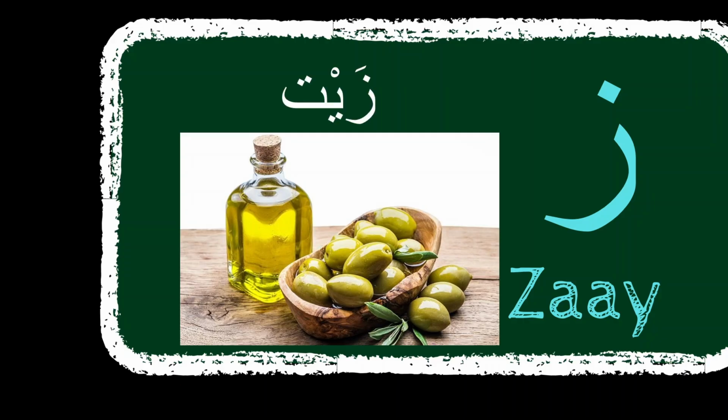Now we have some words with the letter Z. So we have زيت, زيت, which means oil. And the next word is زيتون, زيتون, which means olives.